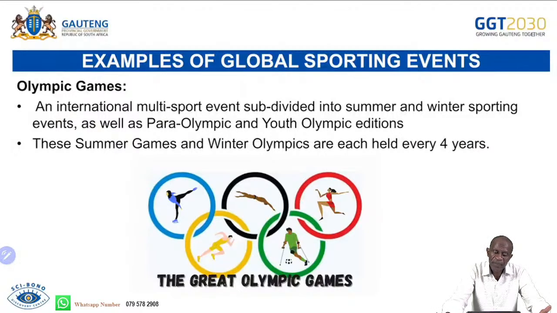As we move further in listing the examples of global events, you have the Olympic Games, and what characterizes the Olympic Games is that it is an international multi-sport event. So the word multi here suggests that many sports are involved and subdivided into summer and winter sporting events, as well as Paralympic and Youth Olympic editions. So these are some other forms that the Olympic Games take.